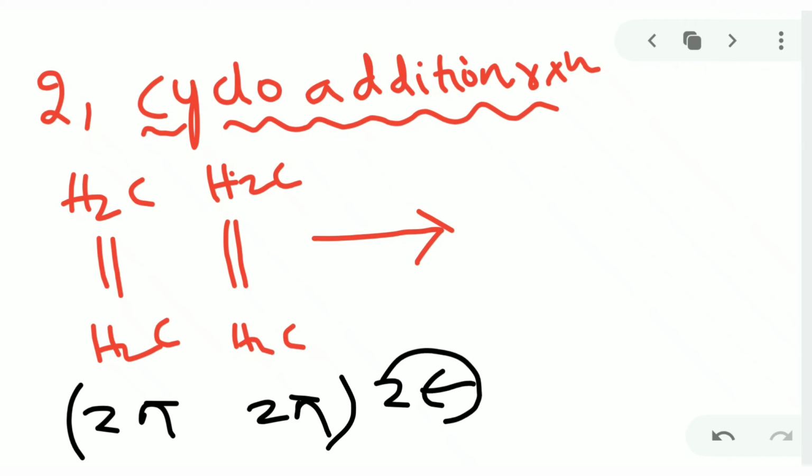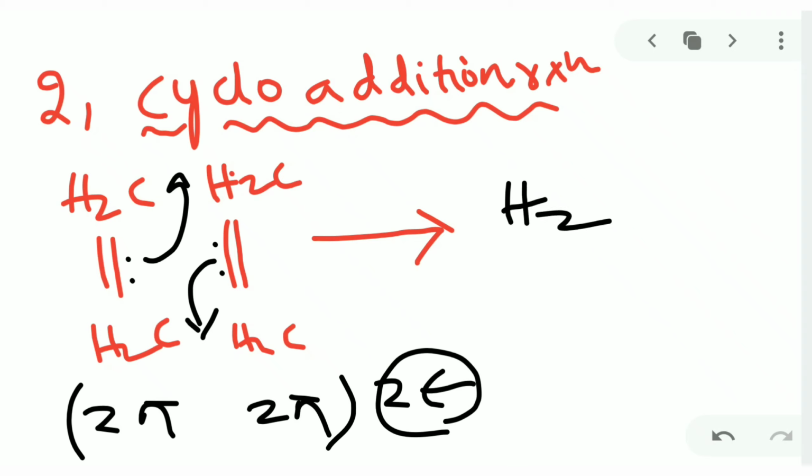Two ethylene molecules we are taking here, so one bond shifting here and one bond shifting here. These bonds contain 2 electrons, right? So one bond contains 2 electrons, that's why this is a pi character, sigma bond and pi bond. So 2 pi and 2 pi I am writing here. Here it will be converted to saturated compounds; this is an unsaturated compound.